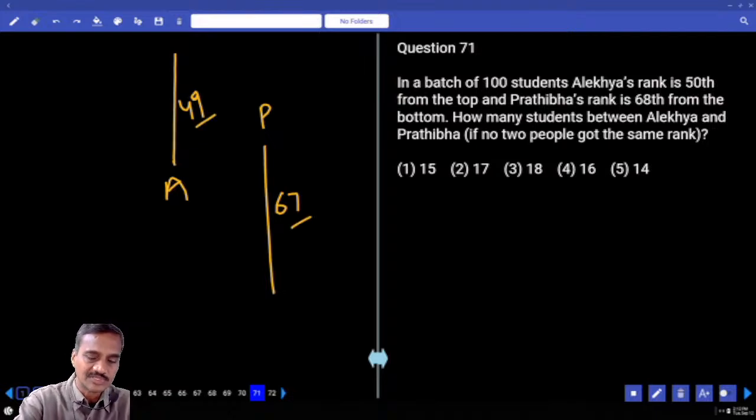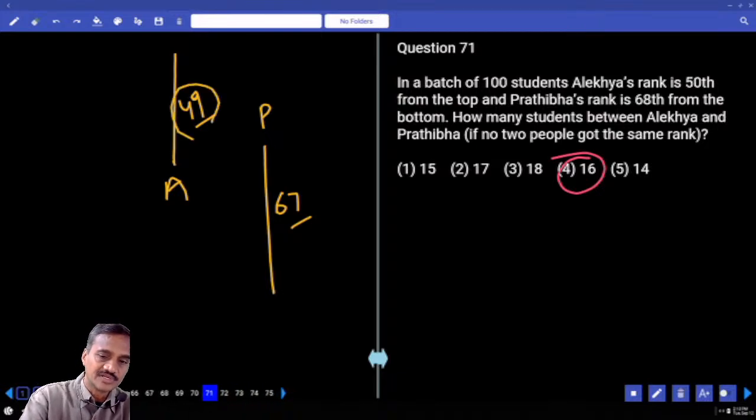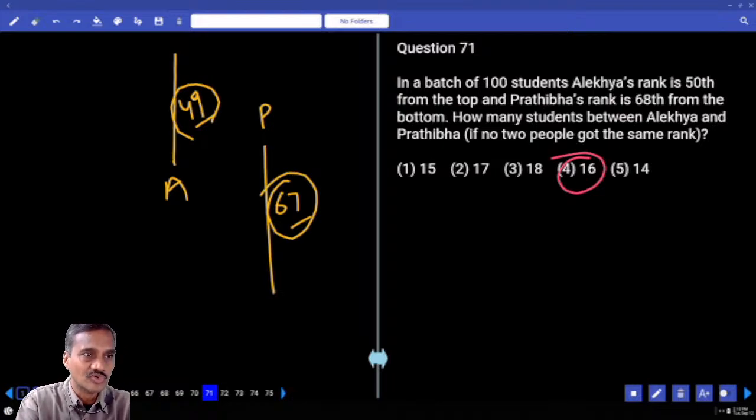Now 67 plus 49, how much is that? 116. The total number of students is 100, so the remaining 16 persons must be in between these two. So what is your answer here? Choice 4. Are you getting this one or not? Total 67 and 49 is 116, and it cannot be more than 100, so the remaining 16 persons must be in between these two.